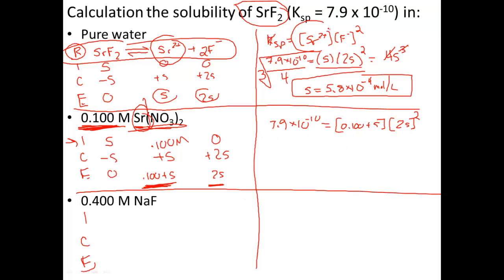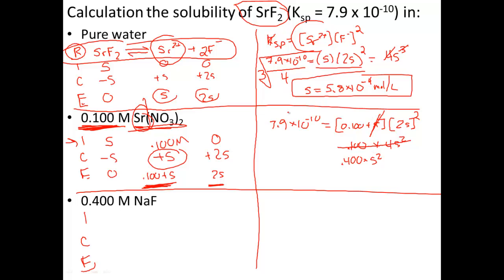K is very small, right? And when K is really small, the amount of S right here that we add to 0.1 is so small it doesn't impact it. So this is one of those places where S, when added to something, is going to be negligible. Okay, so just 0.1 is left there. And this part here is going to become 4S squared. So it ends up being 0.1 times 4S squared. So essentially what we get here is 0.400 times S squared.